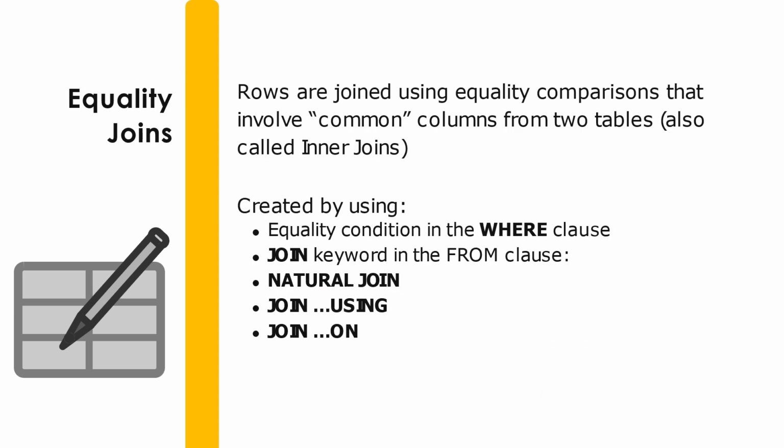Let us now discuss equality joins. In an equality join, rows are joined using equality comparisons that involve common columns from the two tables. And usually, these are the primary key and foreign key from the two tables. This is created by using either an equality join in the where clause or the join keyword in the from clause, using natural join, join using, or join on.